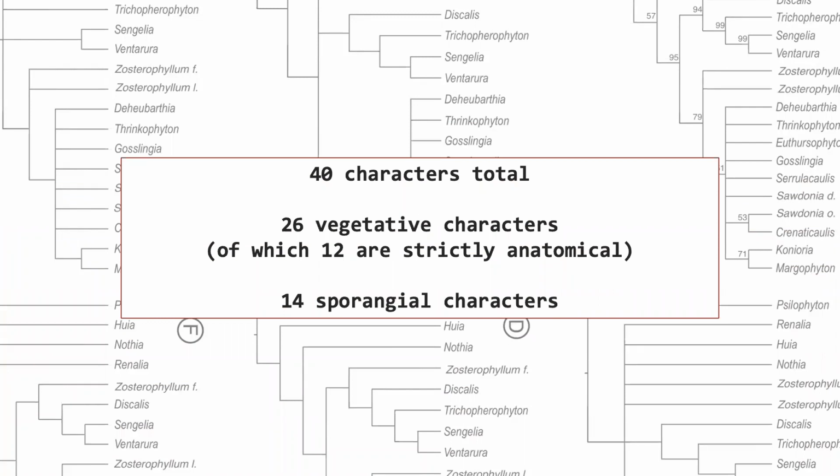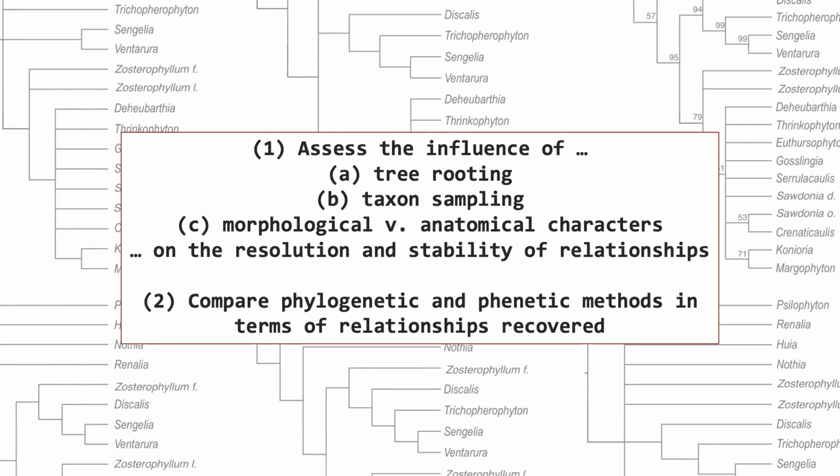And so to investigate relationships among these taxa, we created a novel matrix of 40 characters, of which 26 describe vegetative morphology and anatomy. 12 of these are strictly anatomical, and 14 characters describe the position and morphology of the sporangia. And using this data set, our main goals were to assess the influence of tree rooting, taxon sampling, and morphological versus anatomical characters on the resolution and stability of relationships, and then also to compare these phylogenetic results with phenetic or the more traditional numerical taxonomy methods in terms of what relationships we recover.